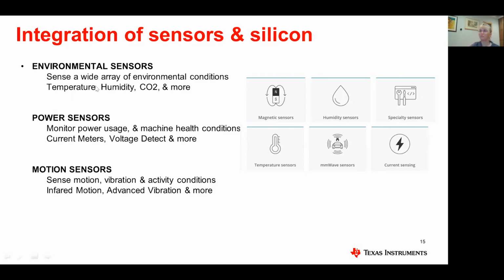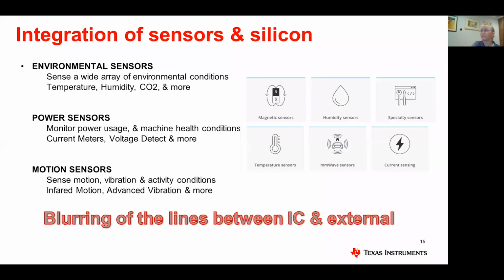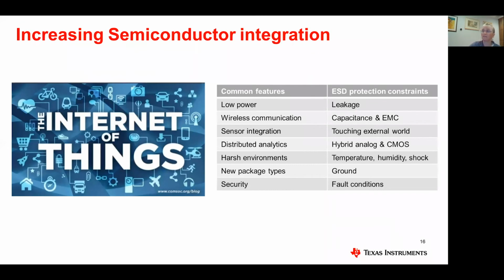And I'm thinking of areas like magnetic sensors, humidity sensors, temp sensors, current sensing. These are becoming ubiquitous in our everyday lives, and as the sensor element is integrated more with the IC and with the semiconductors, the ESD protection also has to be built in. It really does blur the lines between inside the chip and outside the chip. Taking that into the application, we see increasing semiconductor integration and intelligence as manifested in the Internet of Things.